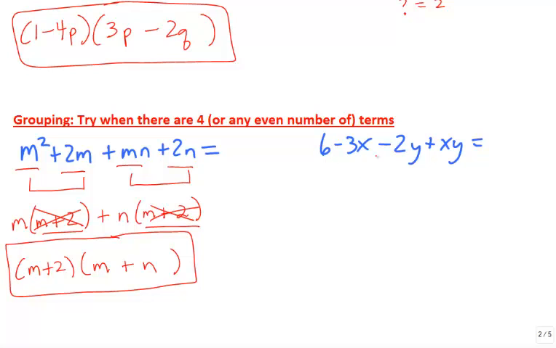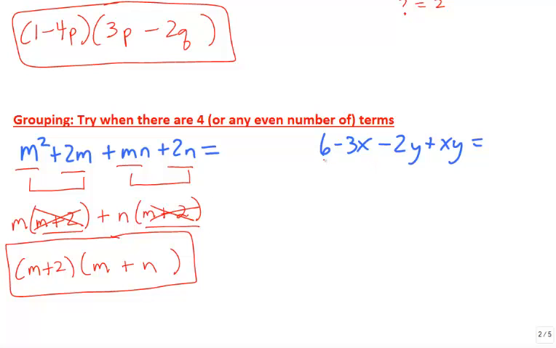So here's my problem. First thing you want to check is there a GCF? And in this case, there isn't, because I don't have a common number that goes into all 4 terms. An x doesn't go into all 4, and a y doesn't go into all 4. So since there's 4 terms and a GCF didn't work, now I'm going to try grouping instead.